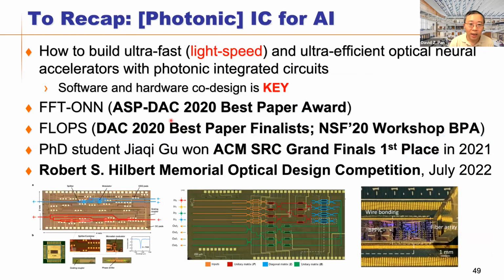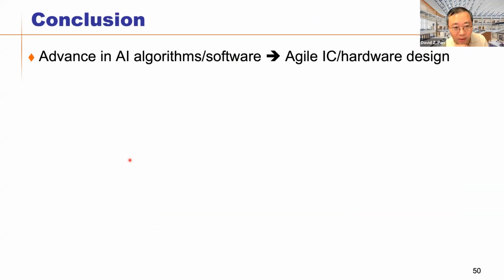Also to recap, in terms of IC for AI, I showed you how to build ultra-fast and ultra-efficient optical neural network accelerators with photonic integrated circuits. By the way, those circuits are integratable and compatible with the CMOS process, so we can combine them with other CMOS chips and make them part of a dedicated accelerator for AI. I showed you FFT-ONN and some other works. So let me conclude my talk.